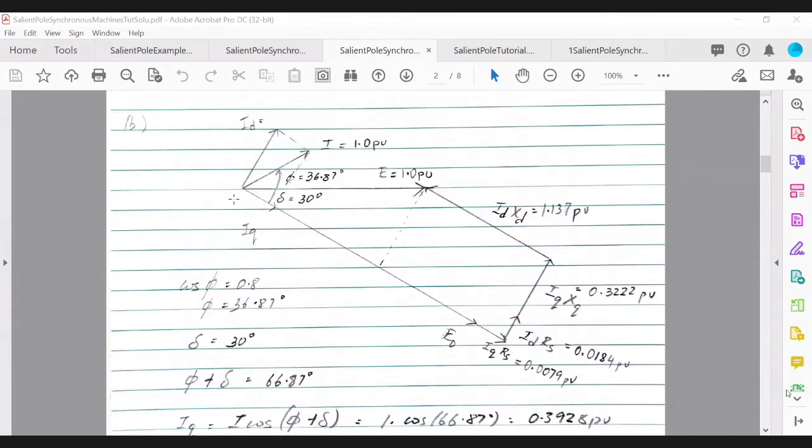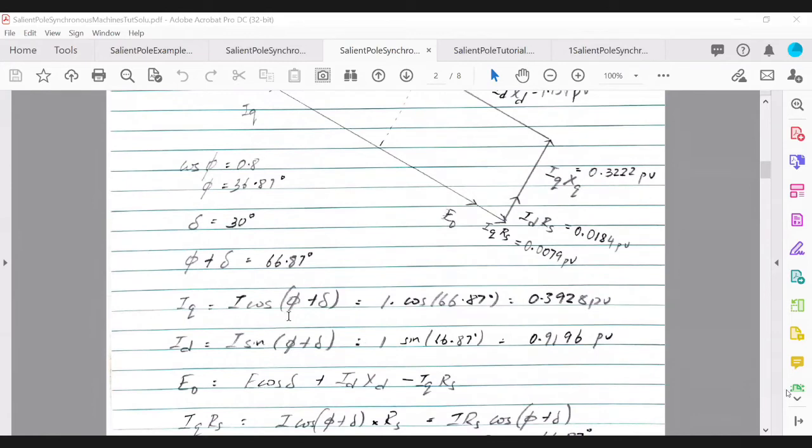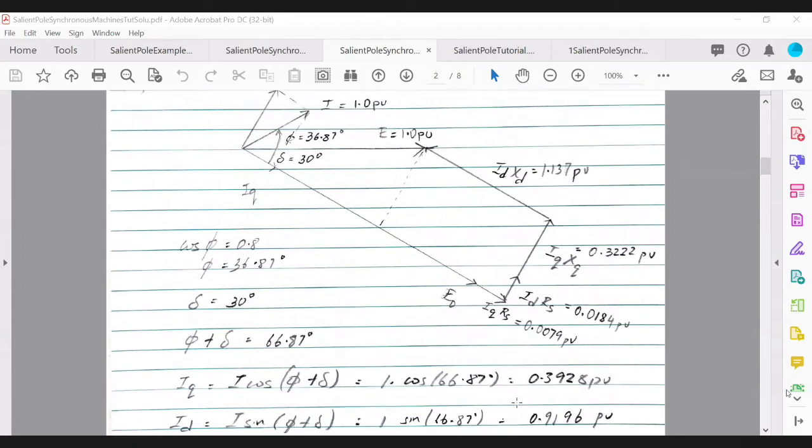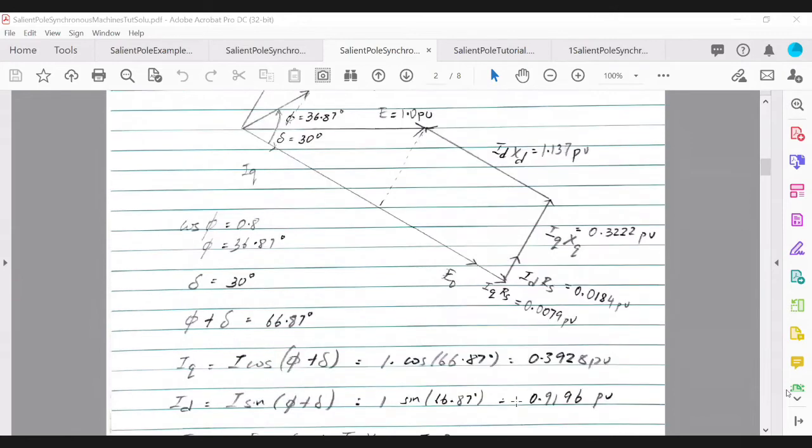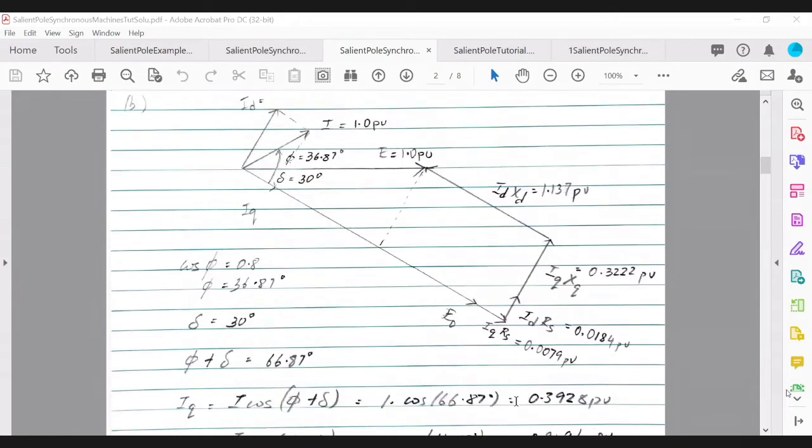So those two components here, which is IQ and ID, you can work out using the sum of those two angles. So I cos of phi plus delta and I sine of phi plus delta, you'll get the two values, right? So the next part, you will see that now with the representation of the stator resistance on the phasor diagram, the equation has changed, right? So the equation for E naught is slightly different now compared to when we neglect the stator resistance.